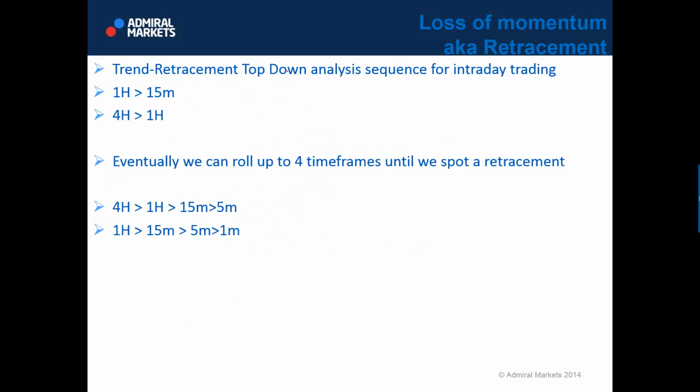Now, the trend retracement top-down analysis sequence for intraday trading usually goes 1 hour to 15 minutes, 4 hour to 1 hour. Eventually, we can roll up to 4 time frames until we spot a retracement: 4 hour, 1 hour, 15, 5; 1 hour, 15, 5, 1. We do not watch any momentum on the 30-minute time frame. The 30-minute time frame, I'm almost never using it.